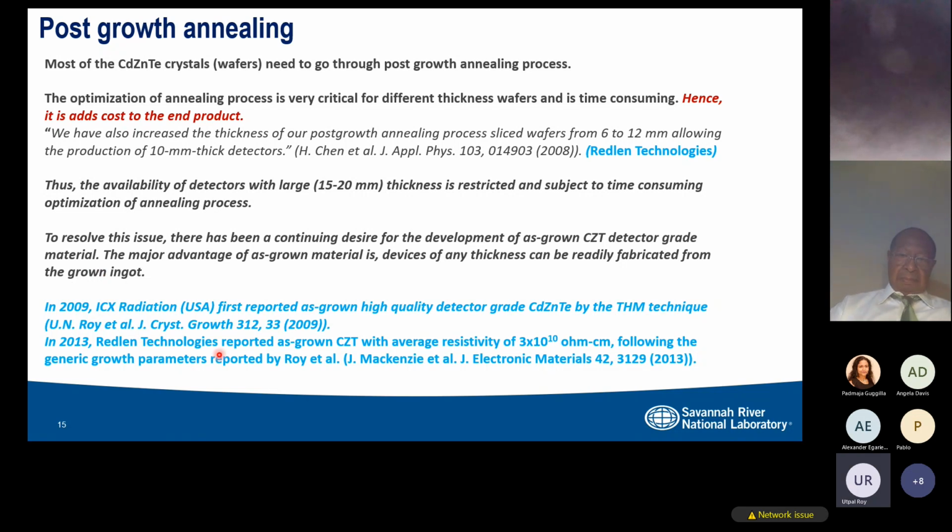So in 2013, Redlen Technology also started following ICX Radiation. They published in 2009, and Redlen also started working on developing their technique so that it grows and acts as an as-grown detector material. In 2013, they reported the first results. In 2014, at a conference, they reported that they have achieved as-grown detector material, but we are not sure whether they are still doing the research or marketing that product.